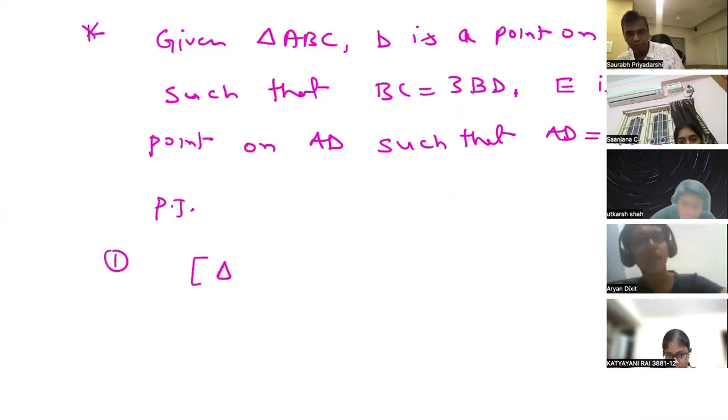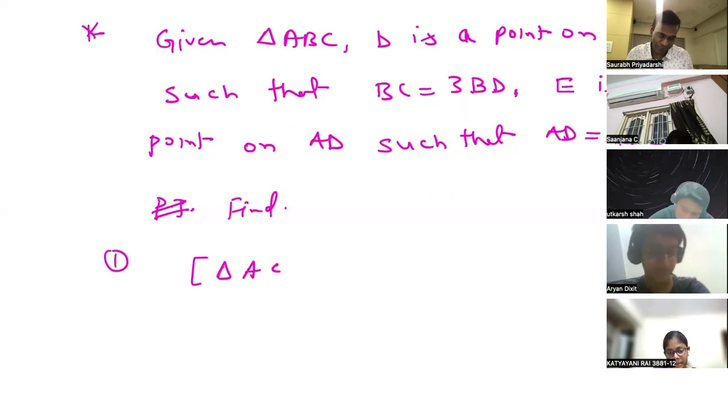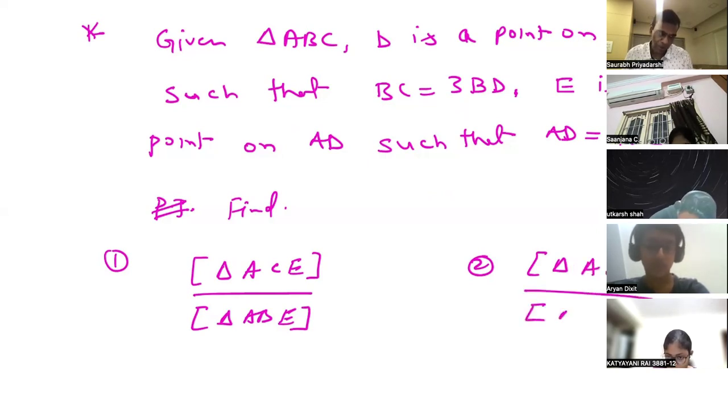Should I let you prove, or find something? What do you like? Find. Okay, Find. You said find first; if you had said proof... So area of ACE upon area of ABE, the ratio of these two. Second, area of ABC upon area of BCE. These are simple, right? But let's start with simple ones.